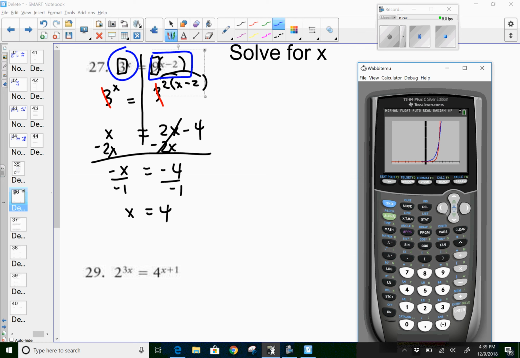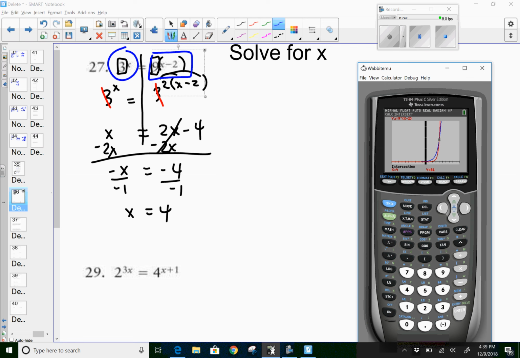I'm going to go to second, then calc, then intersection, and I'm just going to hit enter, enter, enter, and it's going to give me the value. So I have 4 and 81. I don't care about the y, because as you can see here, all I care about is the x, and x is equal to 4.